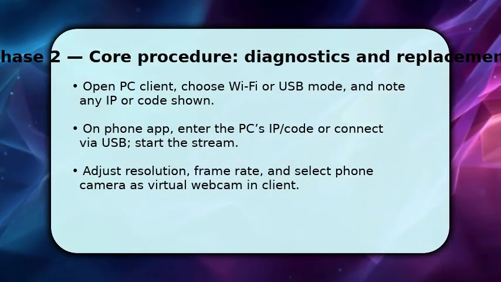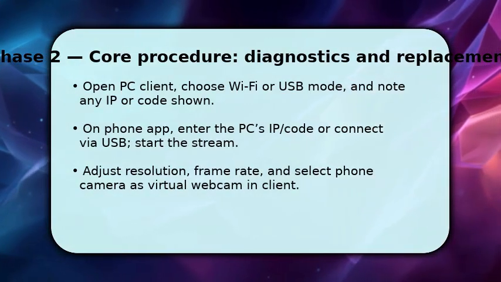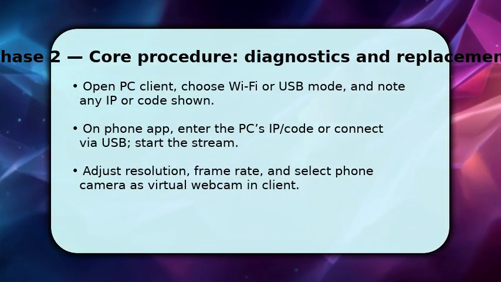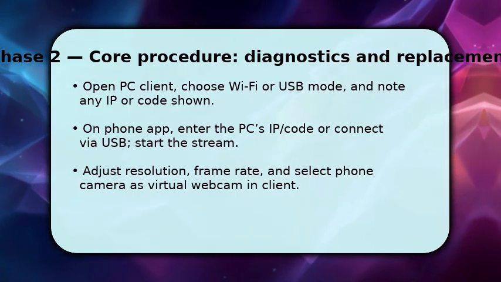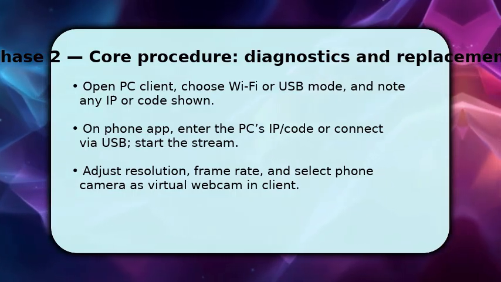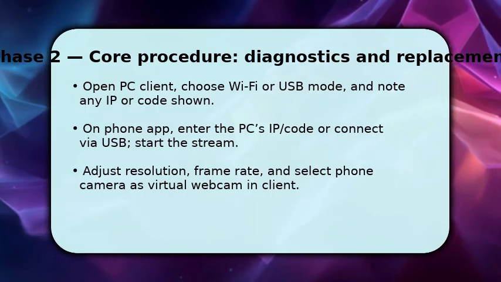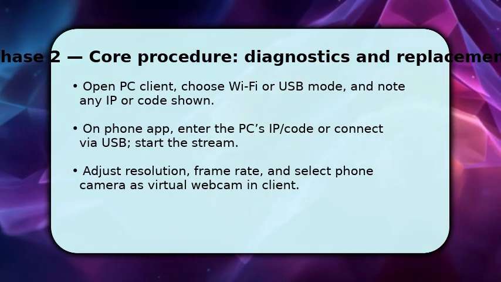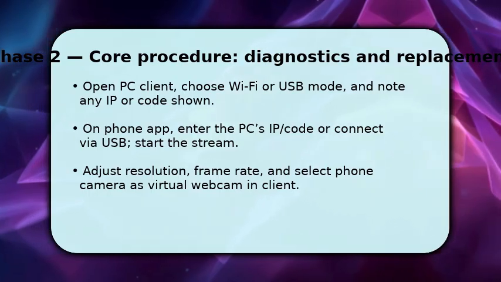You next pair the apps. Open the PC client and pick Wi-Fi or USB mode. Note the IP address or pairing code it shows. Then on your phone app, enter that IP or code or plug in the USB cable and enable USB debugging so the client detects the phone.